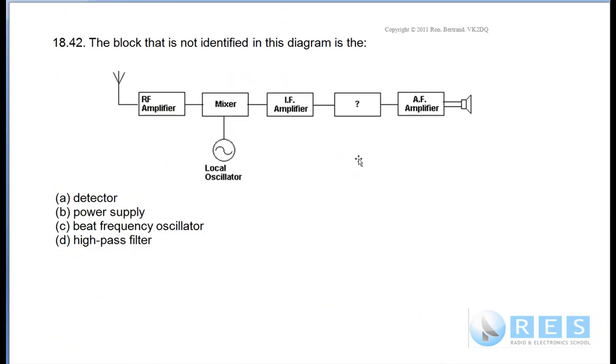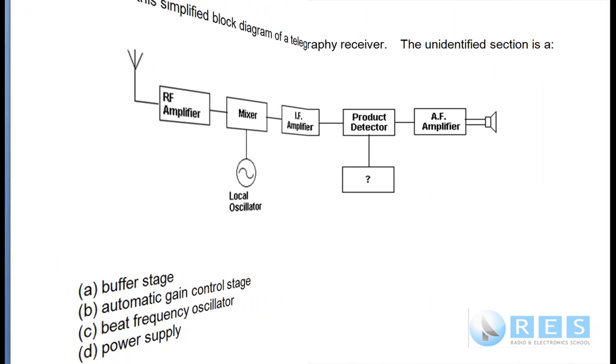1842. The block diagram that is not identified in this diagram is the detector. Every radio receiver needs a detector, and this is a double sideband receiver, single conversion, and this radio receiver does not have a detector, which would go just before the AF amplifier, the audio frequency amplifier.